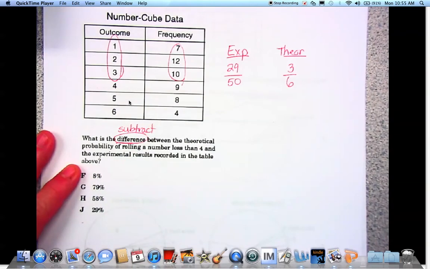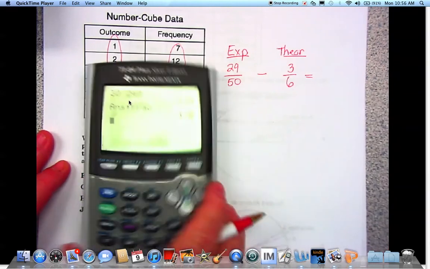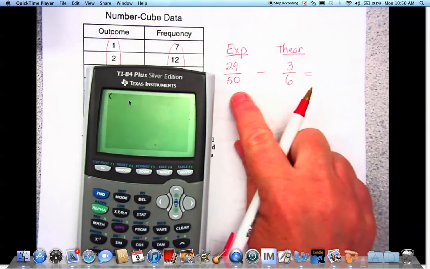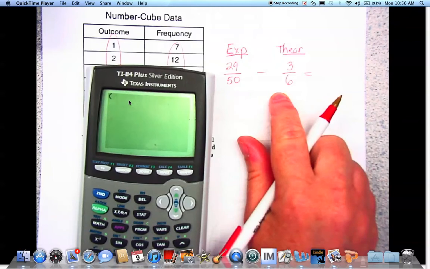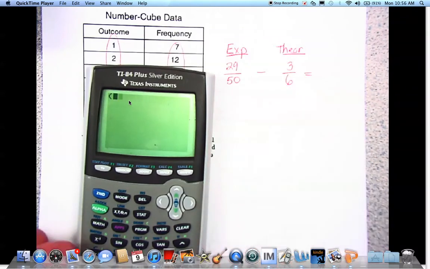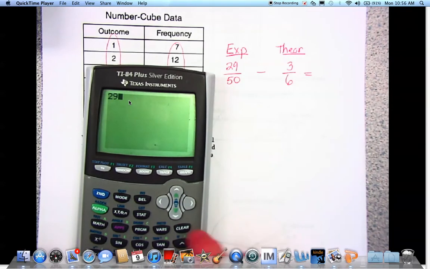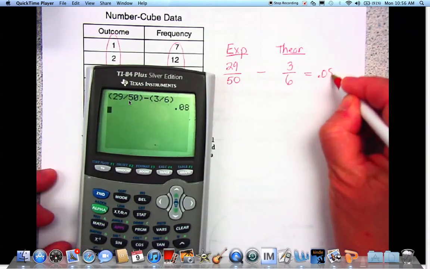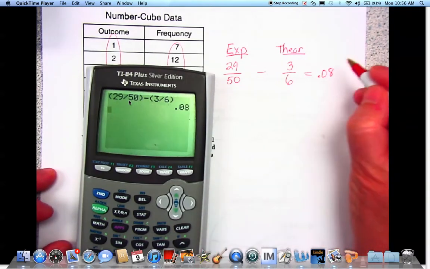We're going to subtract these, and you can just subtract them on your calculator because otherwise you're going to have to get a common denominator. You can't just go 29 minus 3 and 50 minus 6. Could you turn them into percents and then? Yeah, you can. But you can do 29 divided by 50 minus 3 divided by 6. 0.08, and that would be what percent? 8%.